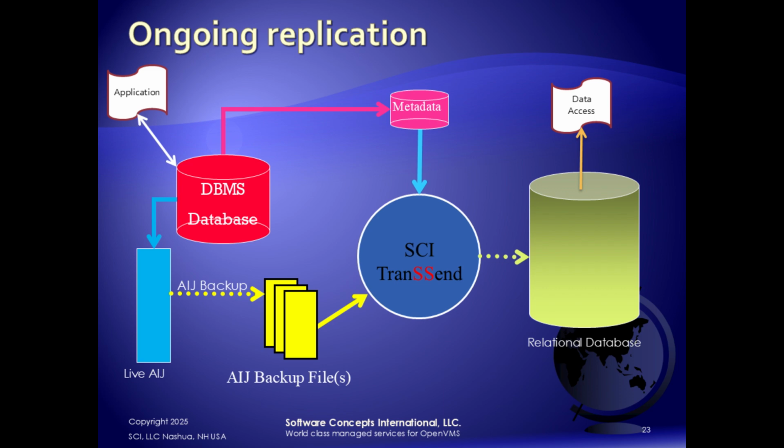You perform an AIJ backup. The AIJ backups create the AIJ backup file. Those get processed through Transcend. Use the information from the metadata file and update your part of the relational database. Yep. So this is a great picture.